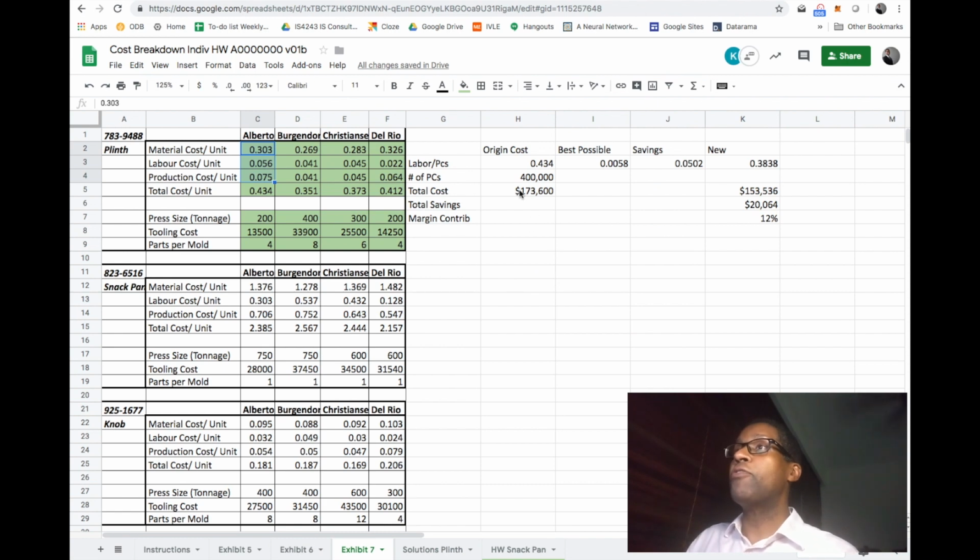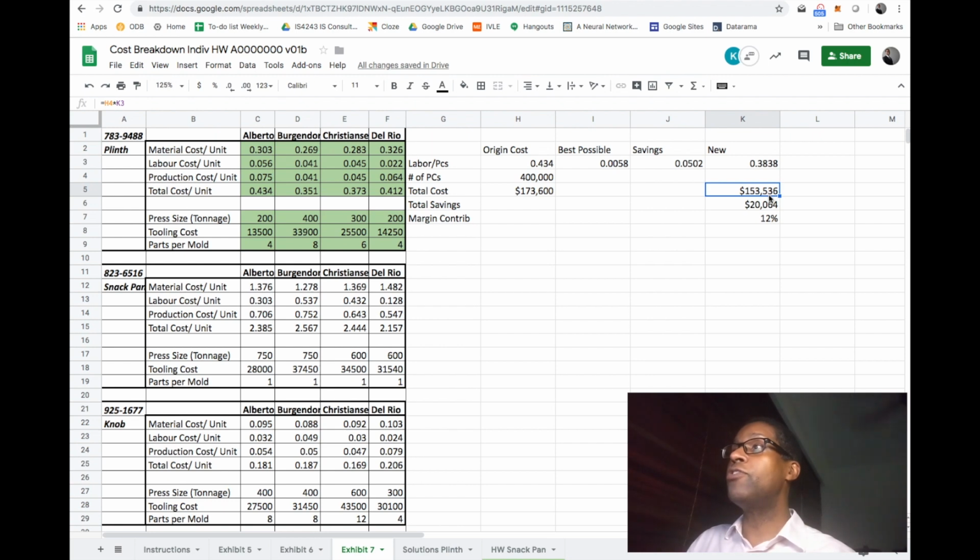So back on Exhibit 7, we have here an original cost, which was just taking Alberto's. So let's say we got into a consulting discussion with Alberto's. The labor per piece is 0.434. The number of pieces were given for us before. And this is the original total cost that we'd expect Whirlpool to pay. However, if the best possible for labor was that, and we reduced that savings amount from our labor per piece, then the total cost goes down to 153.